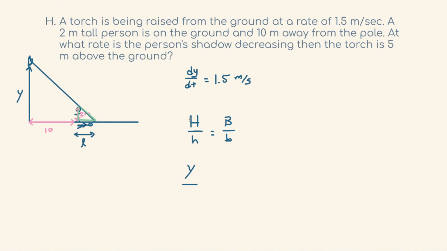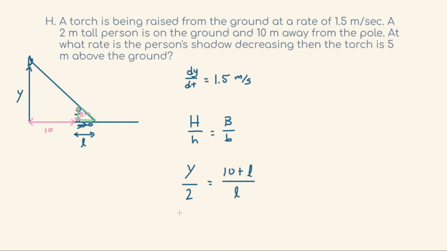Okay, the small height here is going to be 2, and we could plug that in because the person's height is not changing, it's constant. Okay, the big base here, the base of this big triangle is 10 plus L, and the base of my small triangle is just L. Now, we can cross multiply here.